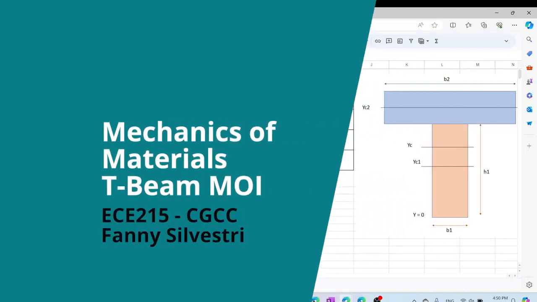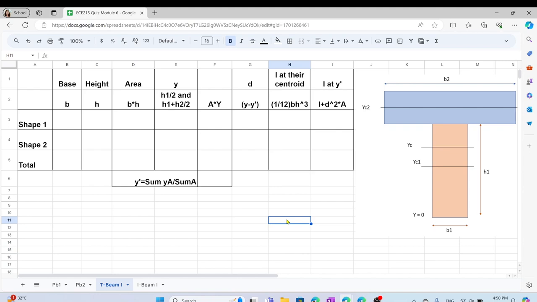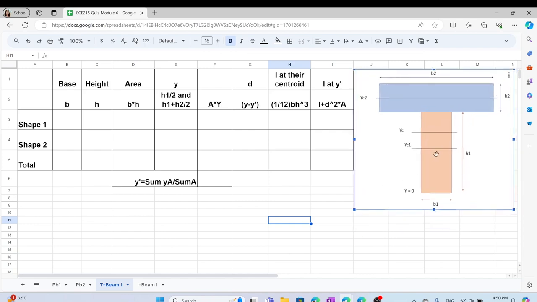Everyone. In this video, I will show you how to find the moment of inertia of a T beam and program it in Excel. So you just have to change your dimensions and everything will update. So we have a T beam that is made of two rectangles. You have the pink rectangle that has a base B1 and height H1, and the blue rectangle that has a base B2 and height H2. So let's provide some information.